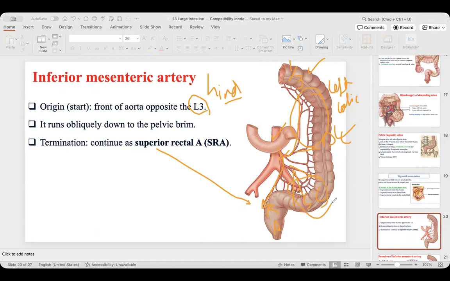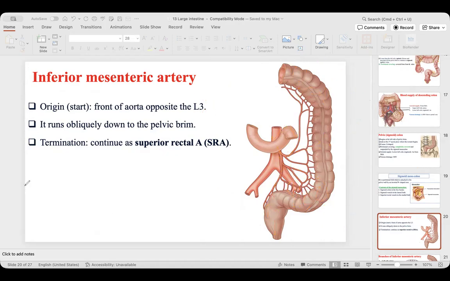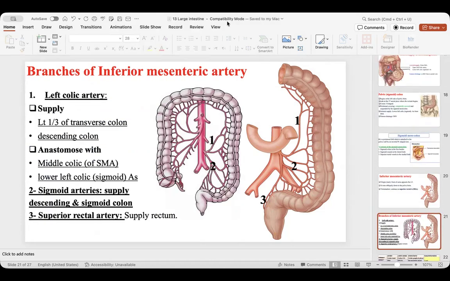So the inferior mesenteric artery, or EMA, gives only 3 branches. Left colic, which supplies the remaining part of the transverse and the descending colon; the sigmoid vessels, which supply the sigmoid colon; and the superior rectal artery, which is the terminal part of the EMA. These are the branches of EMA: left colic, sigmoid, and rectal. Only 3 arteries.